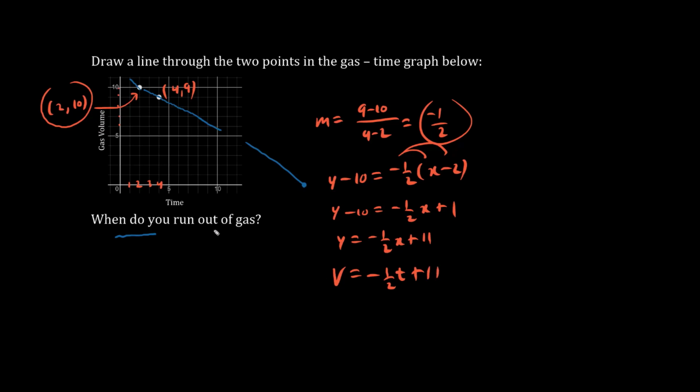So the question is, when you run out of gas is when the volume is 0. Multiplying both sides by 2, we have 0 equals -t plus 22. And we'll throw this t to the left. We have positive t equals 22. So 22 hours later, we run out of gas.